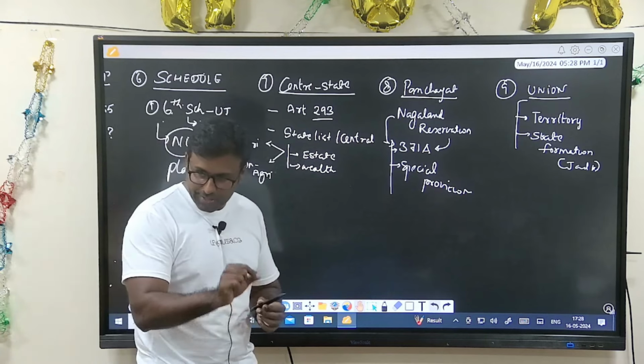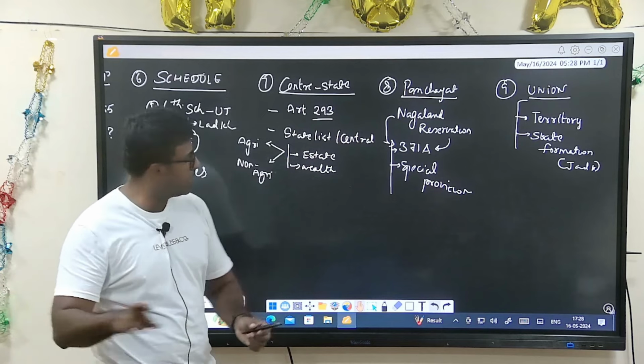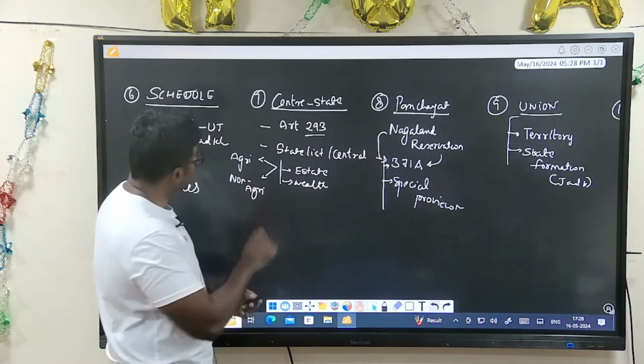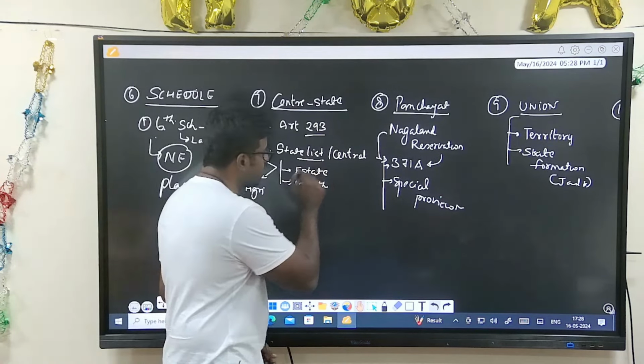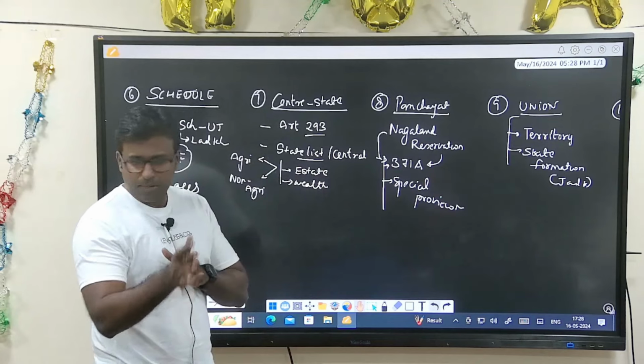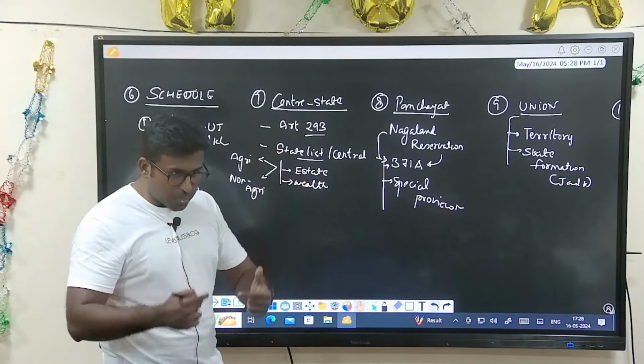What is a bond, a T-bill? What is a state development bond? What is the difference between these two? Please check it. And then I'll come to this center-state relation. This list, this time, please check it. This list, state list, central list, go through it once.